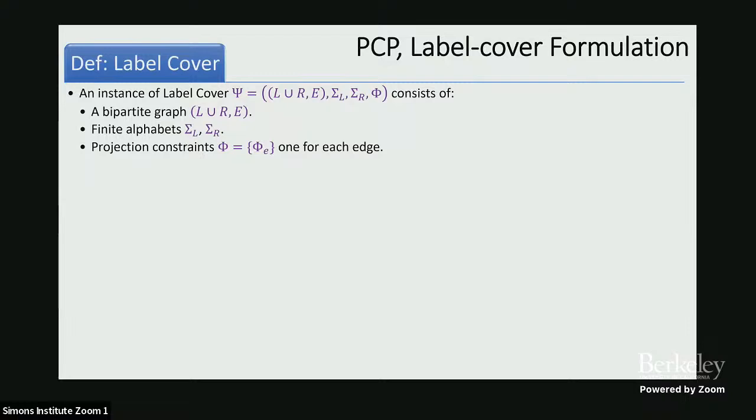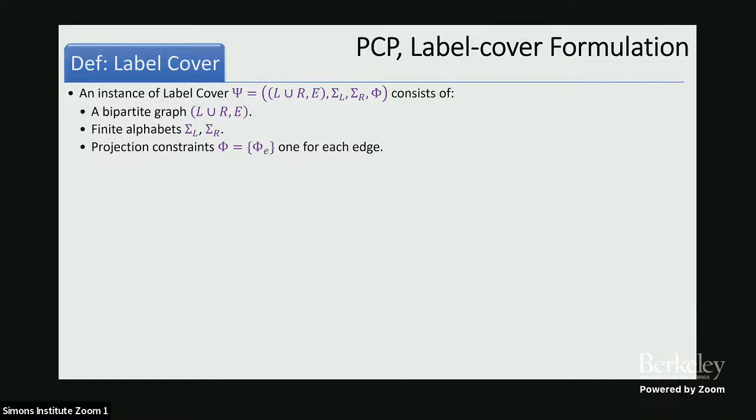And it consists, first of all, of a bipartite graph. I have left side L and right side R. Then, for each one of the sides, I have a separate alphabet. Sigma L is the alphabet of the left side, and sigma R is the alphabet of the right side. And one last thing, which is the most important feature of a label cover instance, is the constraints. For each edge in the graph, I have a constraint phi e, which tells me which pairs of labels to the left vertex and the right vertex are considered satisfying.